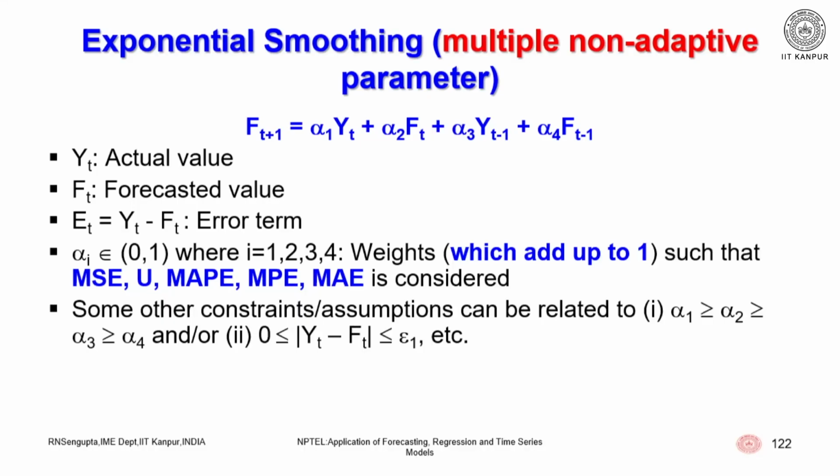And obviously, you will choose that particular set of alpha 1, alpha 2, alpha 3, alpha 4, which will minimize your error. Here I am considering the error concept being given by mean squared error, or the other concepts which I mentioned, like weighted mean square error, absolute error, weighted absolute error, percentage error, weighted percentage error, U statistics, whichever you think would basically give you a better understanding of the forecasting model.